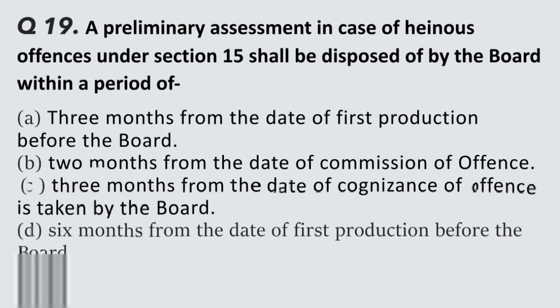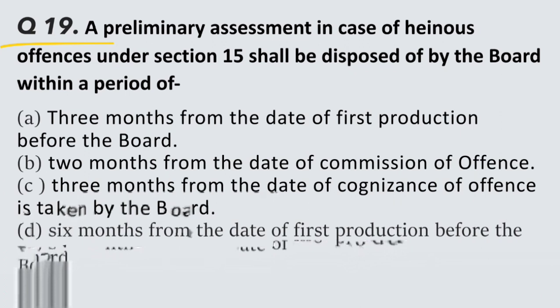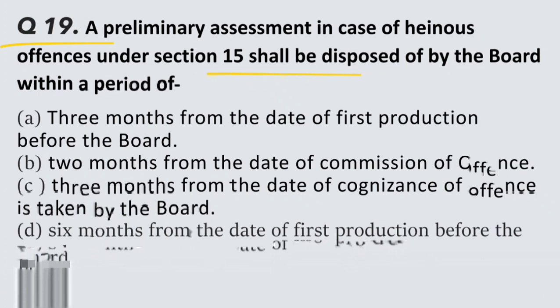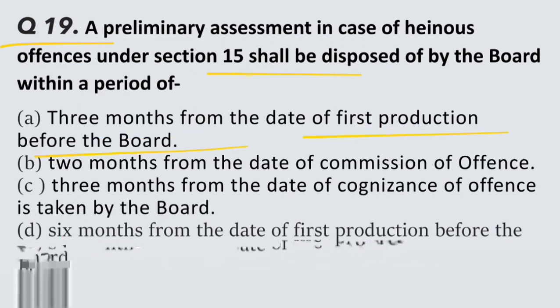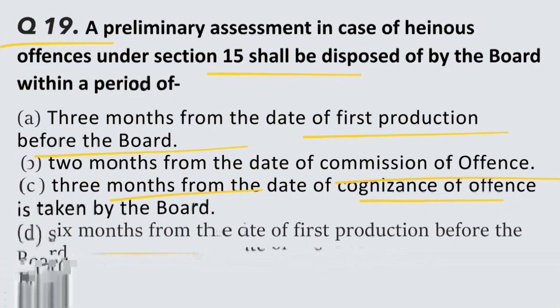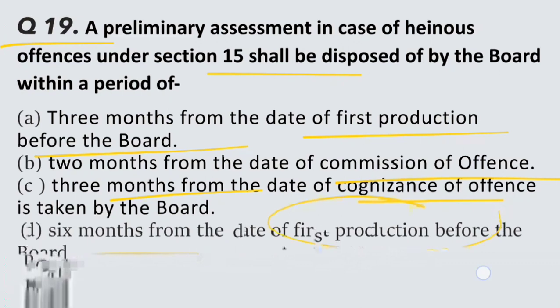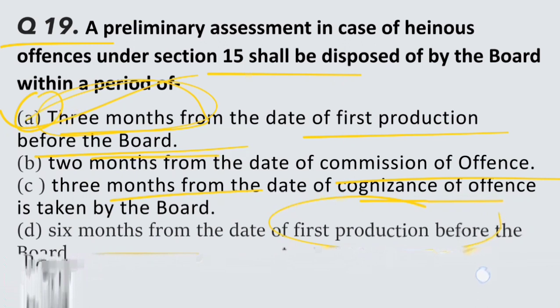Next question: a preliminary assessment in case of heinous offences under section 15 shall be disposed of by the board within a period of. So again the time period is asked. Options: A, 3 months from the date of first production before the board. B says 2 months from the date of commission of offence. C says 3 months from the date of cognizance of offence taken by the board, and D says 6 months from the date of first production before the board. The right option is 3 months from the date of first production before the board. So 3 months is the correct answer.